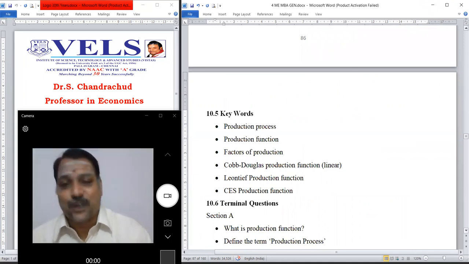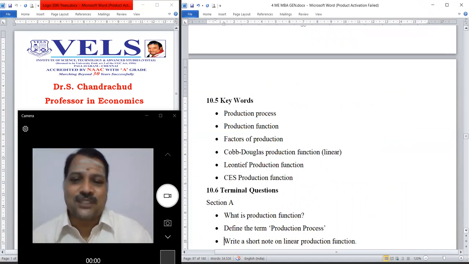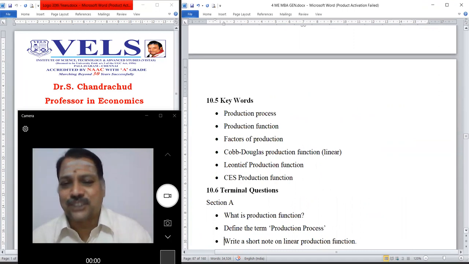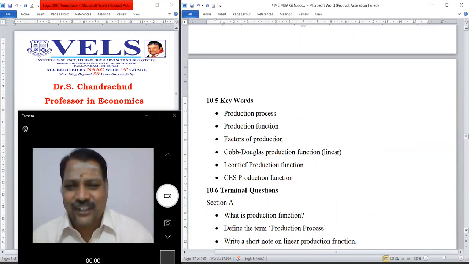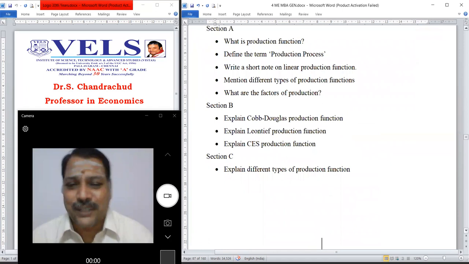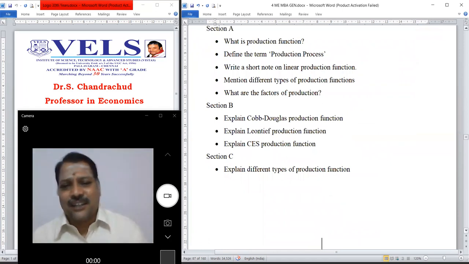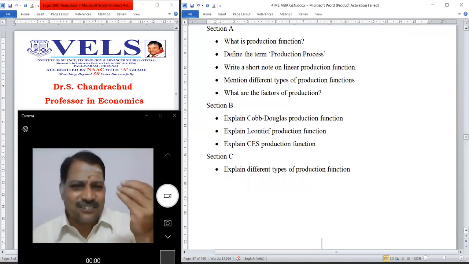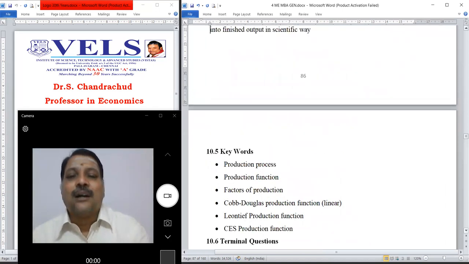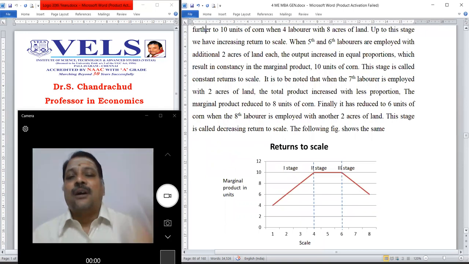The keywords for this particular topic are production process, production function, factors of production, and different types of production. You can expect a Section C question: explain the law of variable proportion, or what are the different types of production. This particular theory is more important.